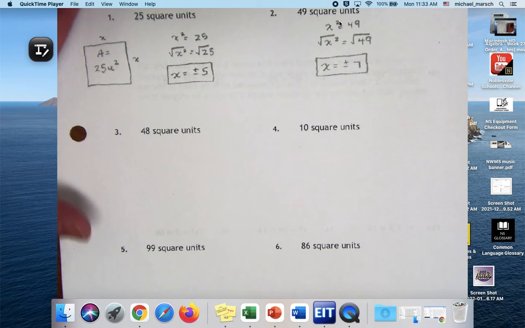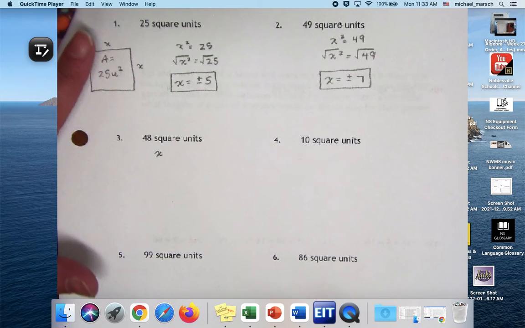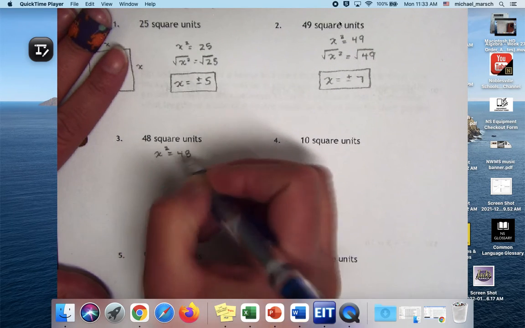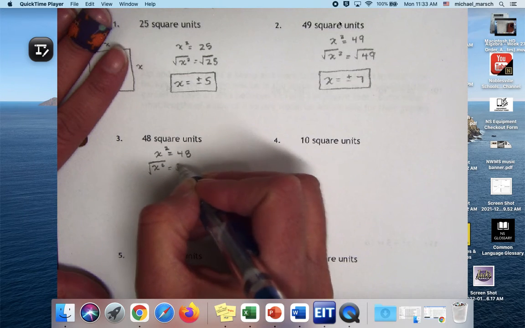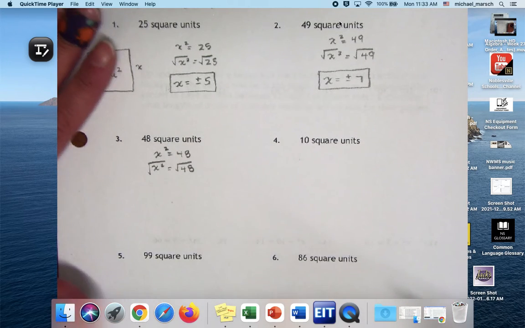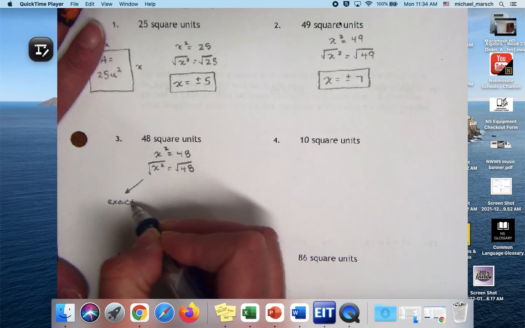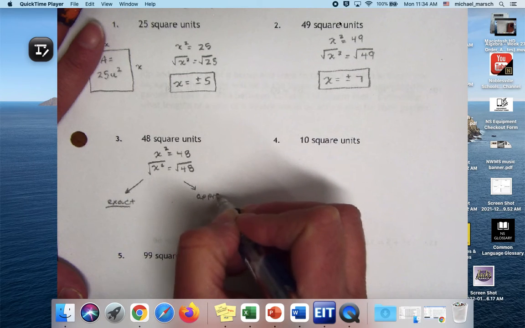This one's going to be a little bit more work because 48 is not a perfect square. So we have x squared equals 48. Square root of x squared equals square root of 48. So here's where we're going to get two answers. We're going to get an exact answer and an approximate answer.